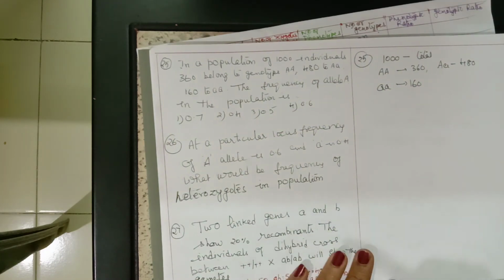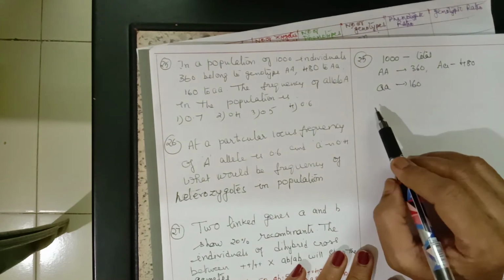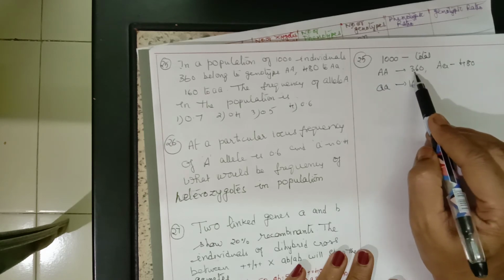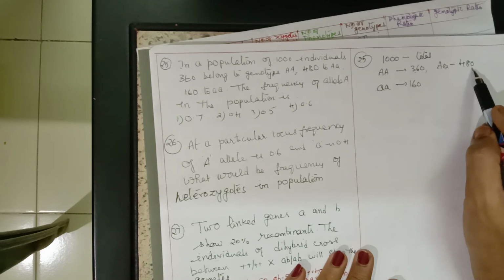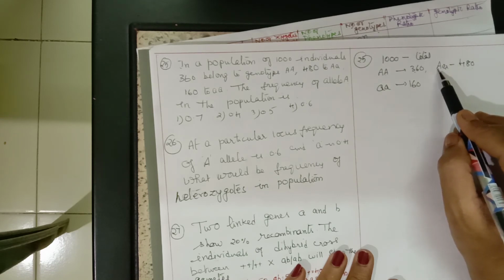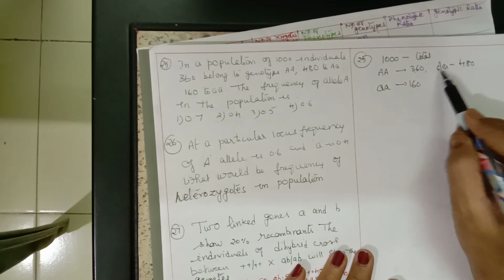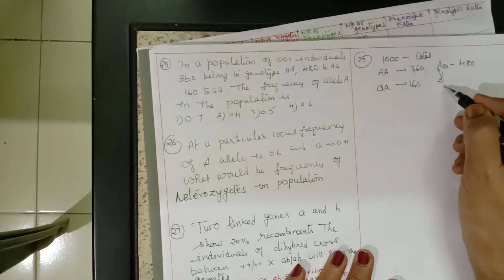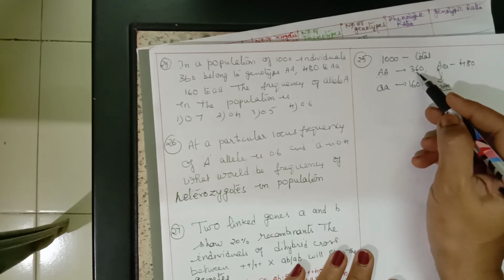Similarly, as we have done in the previous question, to find the frequency of allele A, for AA we have a total of 360. Here capital A, small a, both heterozygous together is 480. Individually, if we divide by 2, we get 240. So for this the frequency of allele A is 240. And here both alleles are dominant, capital A, so we can take 360.